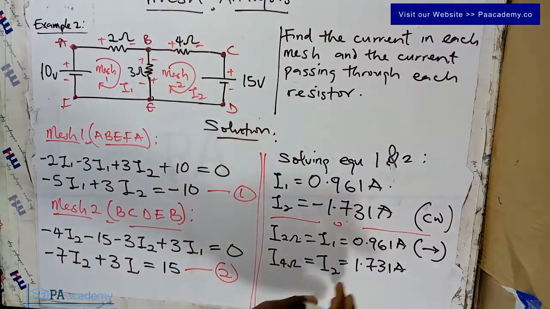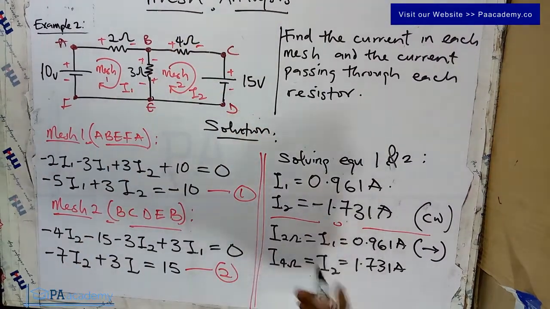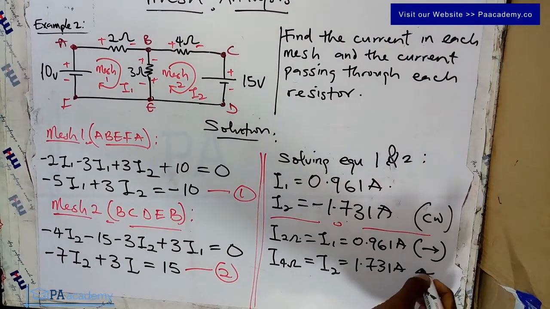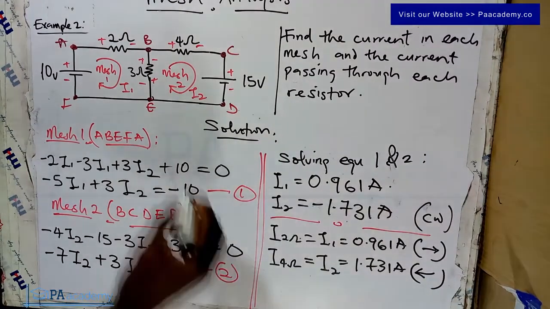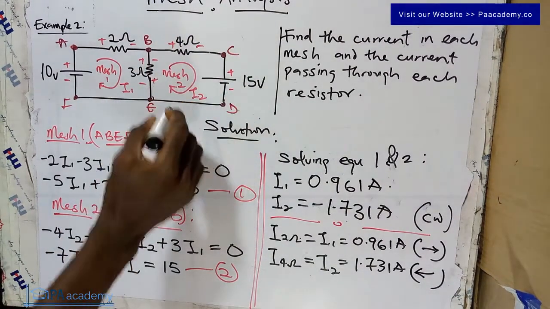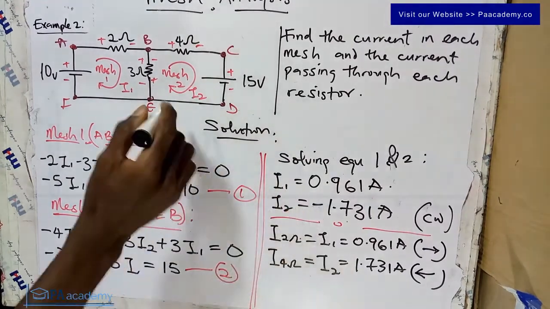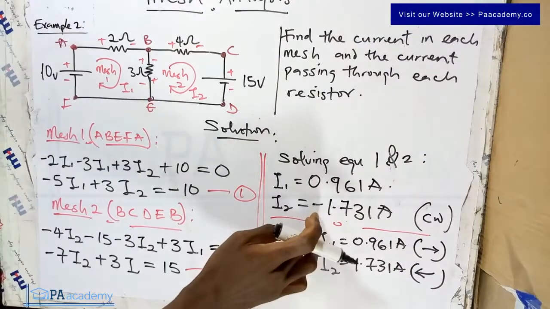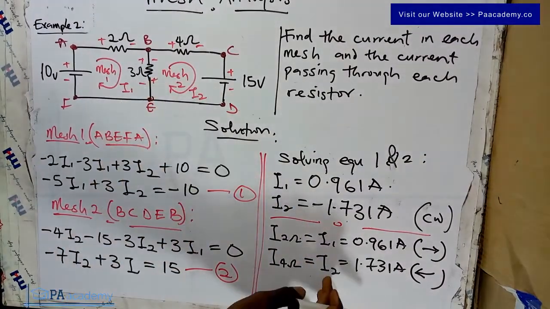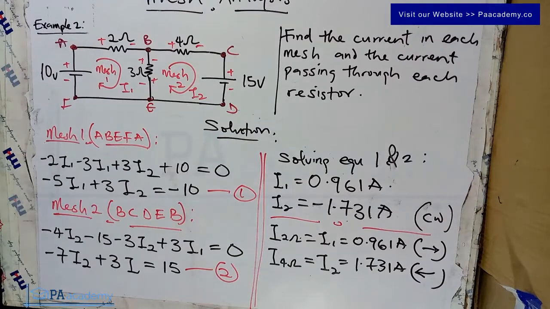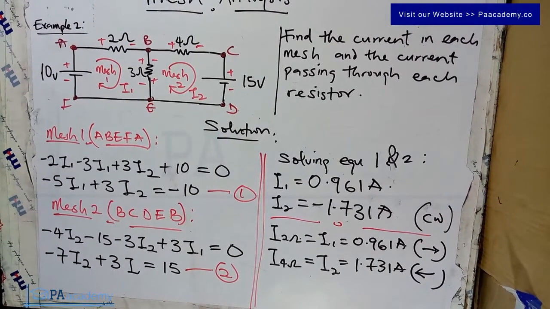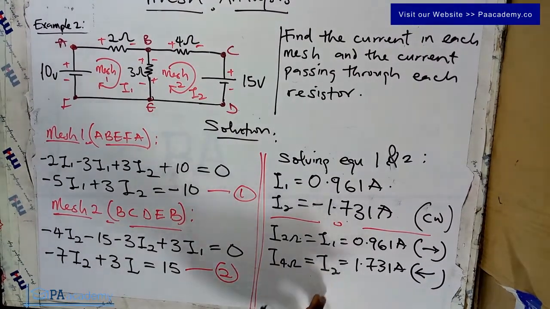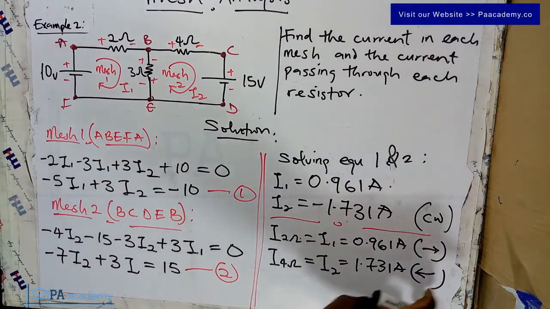And I've said that since we don't want the negative, we are going to indicate that it is in the opposite direction. I hope that is clear. This is the direction that we assumed for I2, but since our answer is negative, that means the answer is still 1.7, but because of the direction we picked, we are going to be having a negative answer. So this as I2. So our I2 will be 1.731 amperes in this direction. So always indicate in this direction.